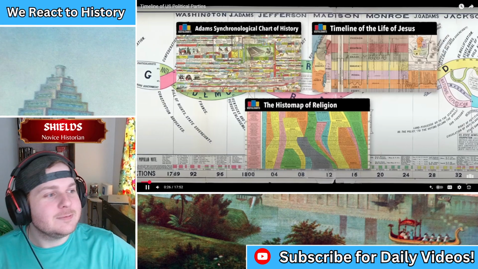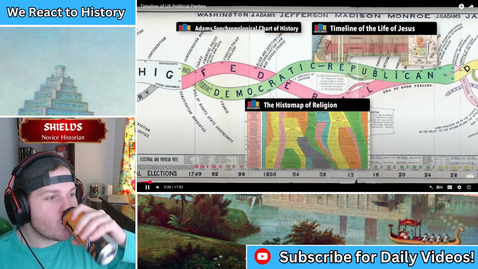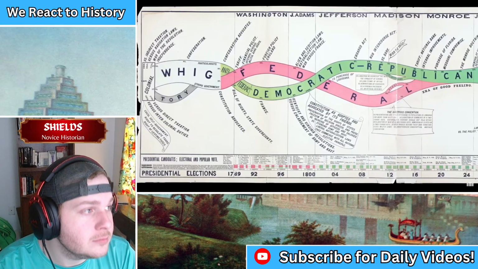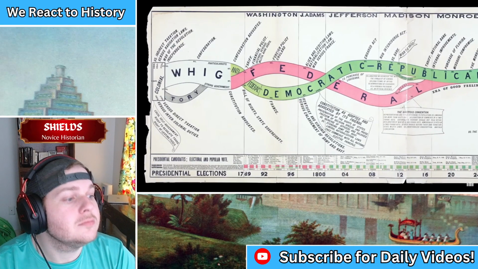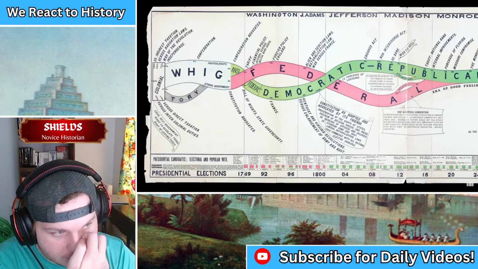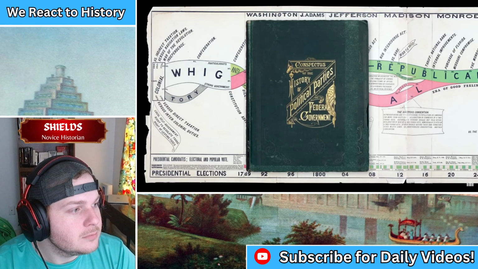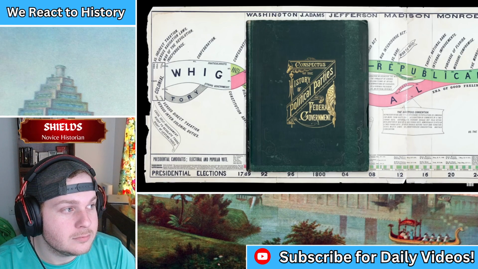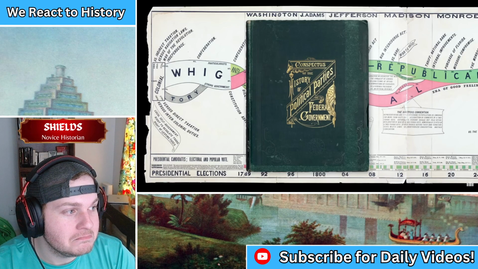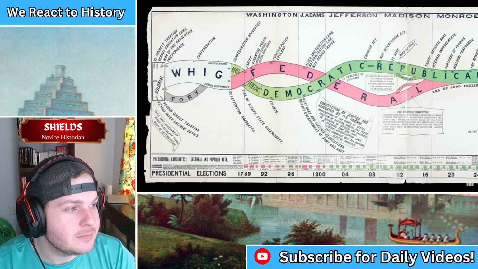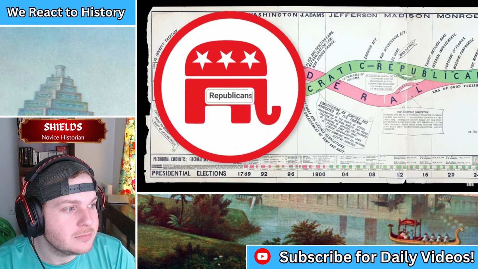Well, today, since the US election is coming up, I thought I'd take a look at this timeline of US political parties. It was published back in 1880 as a fold-out chart in this book called Conspectus of the History of Political Parties and the Federal Government by Walter R. Houghton of Indiana University. Of course, nowadays, US politics is dominated by the Republicans and the Democrats.